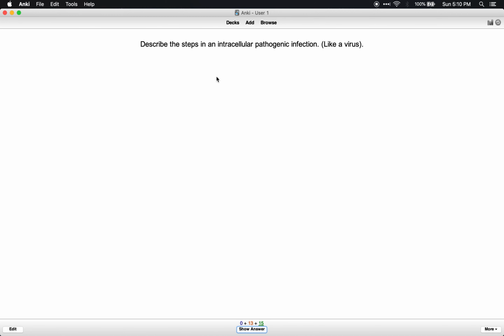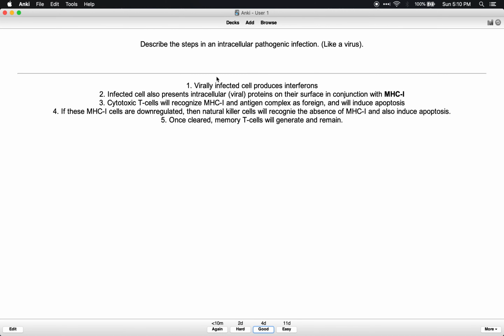Virally infected cells produce interferons. The infected cell also presents intracellular viral proteins in conjunction with MHC1 because it's intracellular. Cytotoxic T cells will recognize MHC1 in the antigen complex as foreign, and induce apoptosis. Natural killer cells will come in when it's cleared.